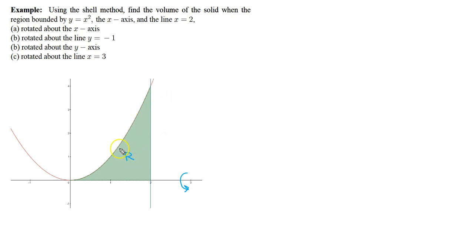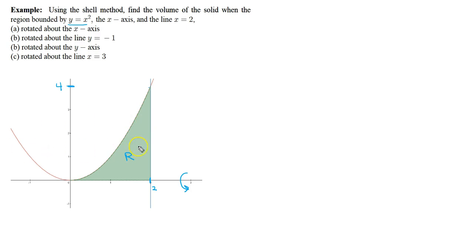You notice that this curve right here, that's y equals x squared. Of course we have the x-axis down here, and then the line x equals 2. So this is 2 right here on the x-axis, and up here on the y-axis over here we have 4. So let's use the shell method here. Now notice we could use the washer or disk method here, but we're going to use the shell method.